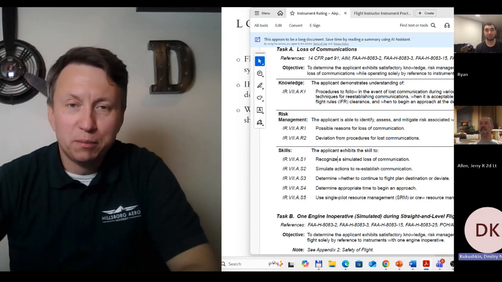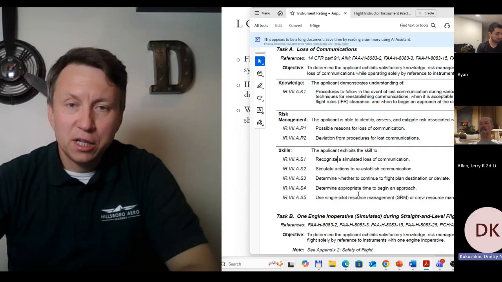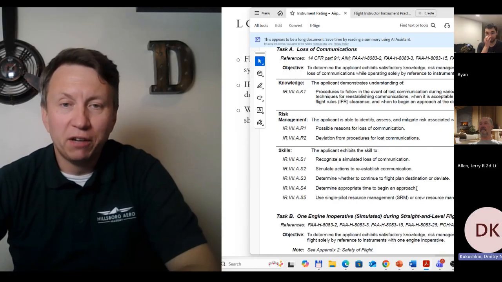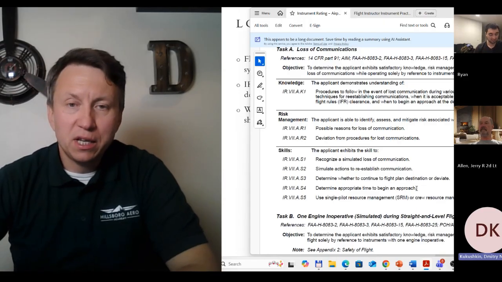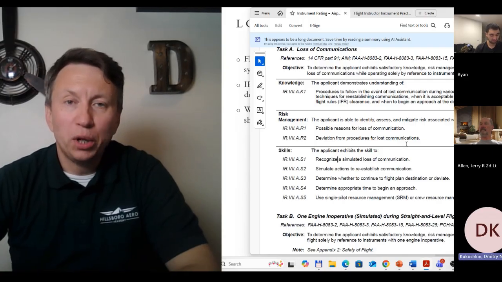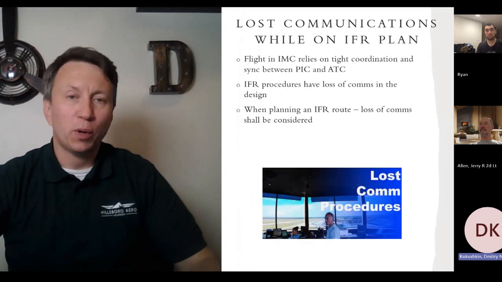That's good, serious, and not always an easy decision. Determine the appropriate time to begin the approach. Yep, that's in the regs, 91.185, and using SRM or CRM. So that's all that there is in 91.185. Well, that's all that is in area of operation 7 task A, and most of that is in 91.185.